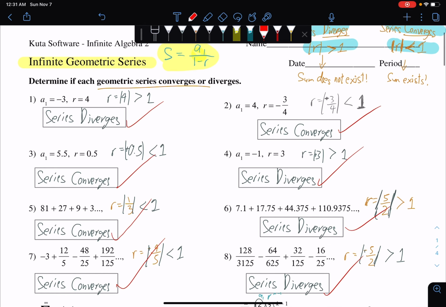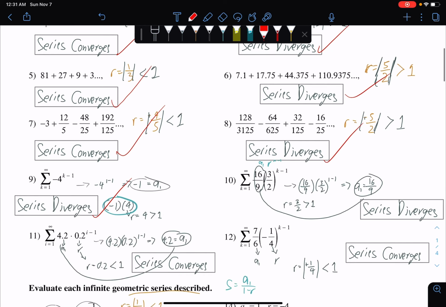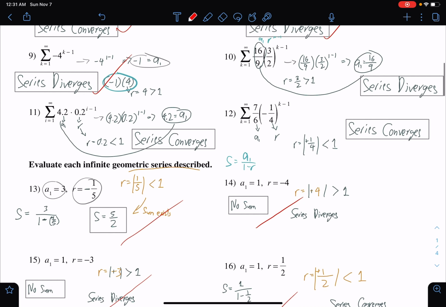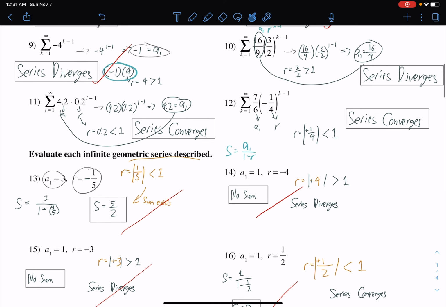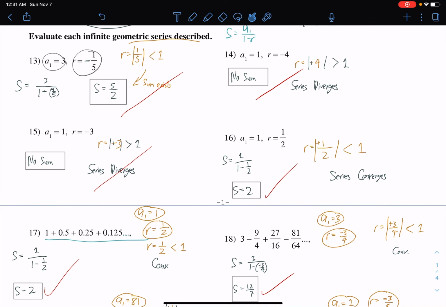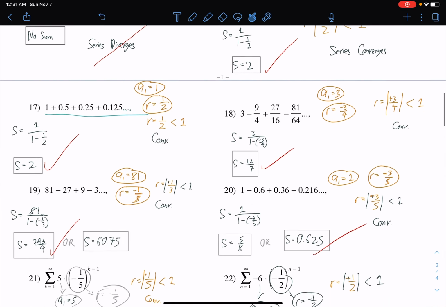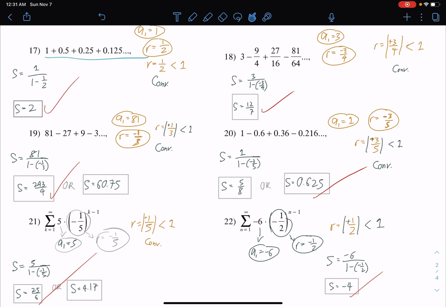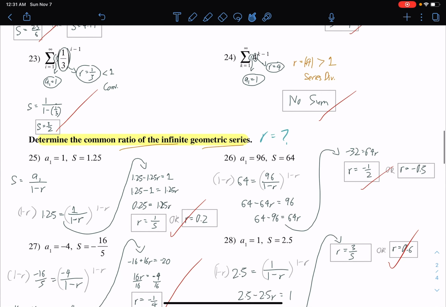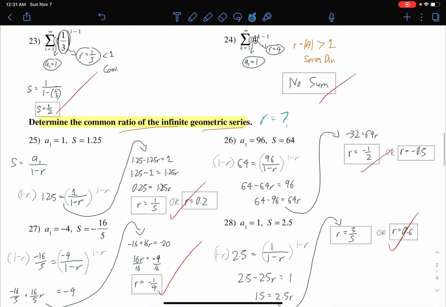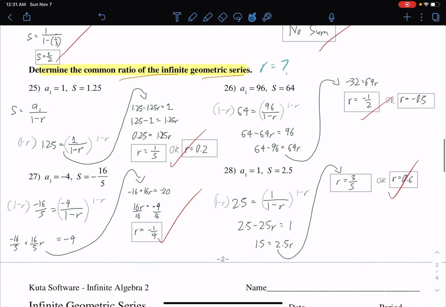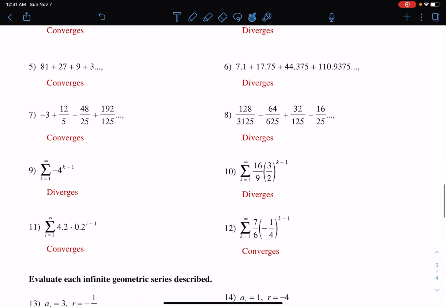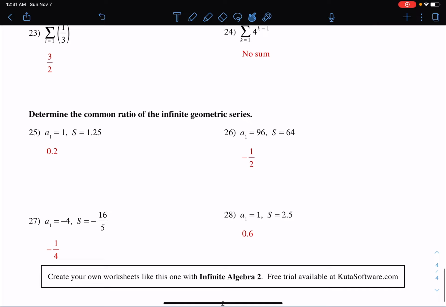So this is the first part. This is how we solve it. The second part. Right? Evaluate each infinite geometric series described. Let's move to the next. There you go. And this part. Alright, I suppose we're finished. So here below is the answer key.